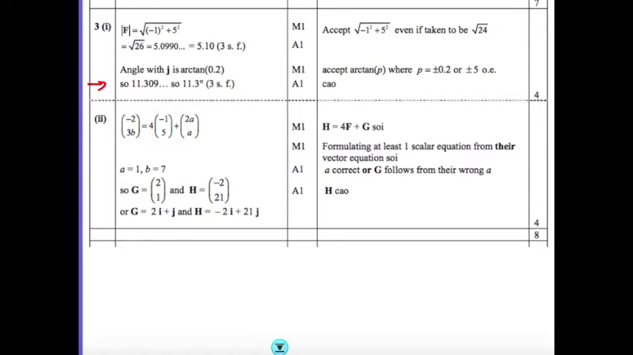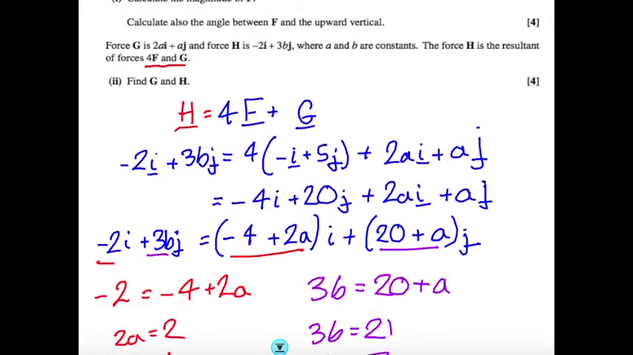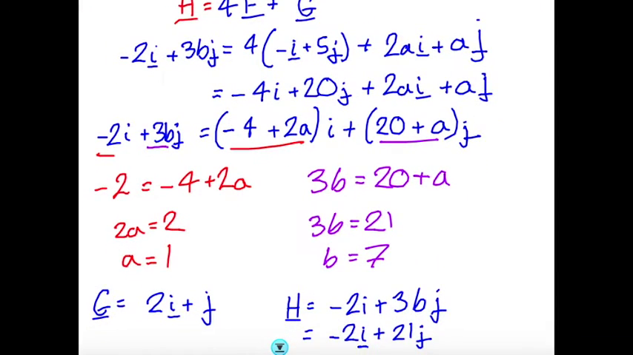So on that next part, you get a mark for setting up h equals 4f plus g, a mark for formulating at least one scalar equation from the vector equation. So what that means is you pick up one of those two simultaneous equations we found, and then you get a mark for finding a and b, and finally a mark for subbing in to G and H. And if you look, even in the mark scheme, they've used column vectors, which look a lot nicer than all those i's and j's. So you can use those interchangeably. And if you actually go back through the working, it makes everything a lot simpler having things on 2 lines. You've got all the i's separate from the j's. Okay, lovely.